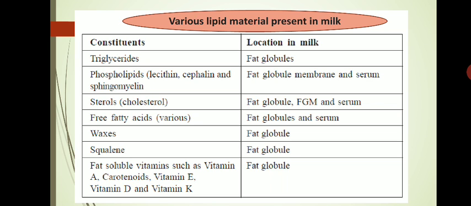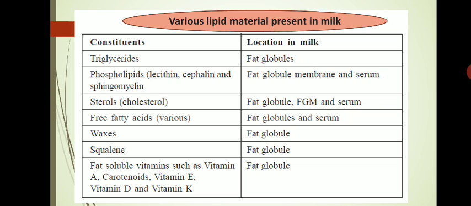In this slide you can see the various lipid materials present in milk. The chart shows the constituents and their location in milk. First, triglycerides are present in fat globules. Phospholipids, which include lecithin, cephalin and sphingomyelin, are present on the fat globule membrane as well as in serum. Then sterols: cholesterol is the principal sterol found in milk, and it is present in the fat globule, as part of the membrane, and in serum also. Free fatty acids are found in fat globules as well as in serum. Waxes are mostly found in fat globules.